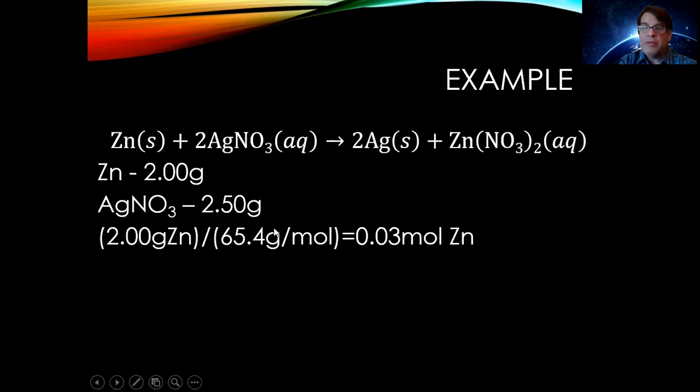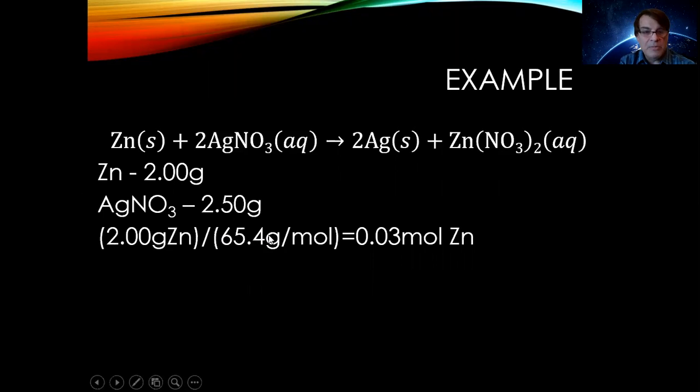Now the way the book does it, Chemistry: The Central Science, they do 1 mole over 65.4 grams. By the way, we have 3 sig figs, so if I'm consistent, I'm going to go with 3 sig figs. All right, it got me the right answers because this is from the example box. Okay, so 2 grams of zinc is what I have.